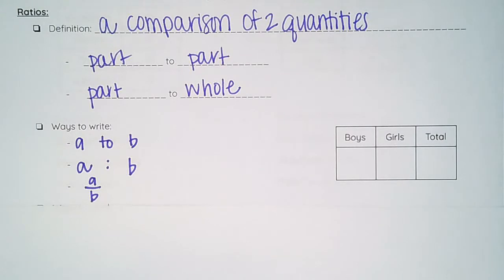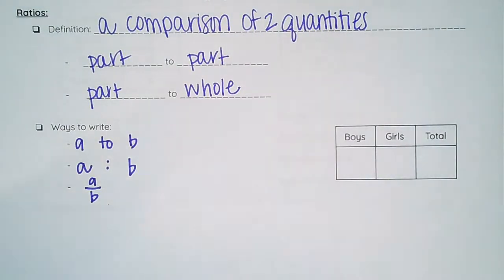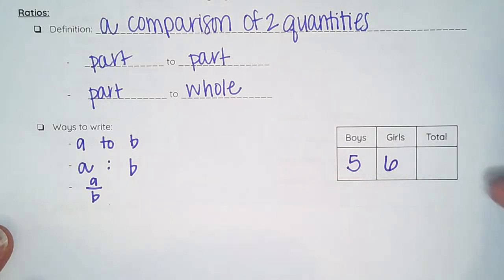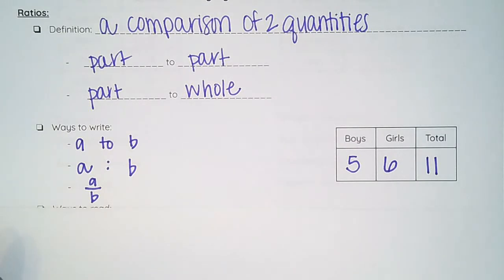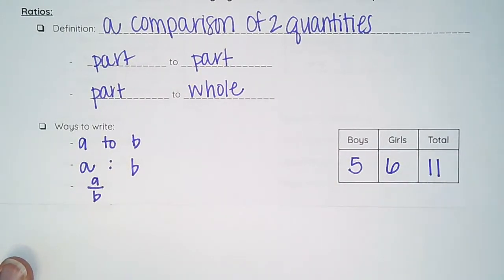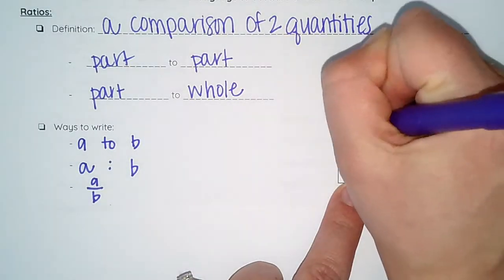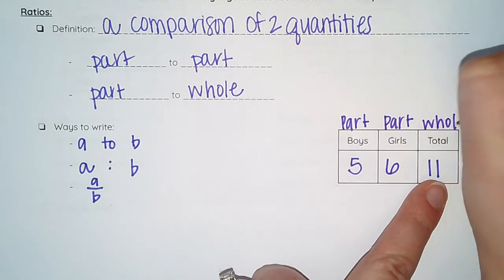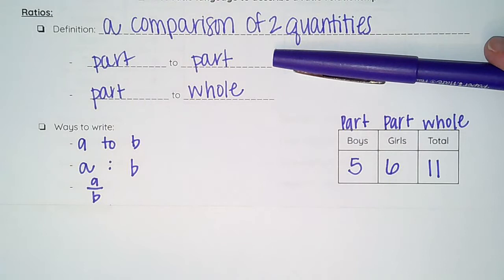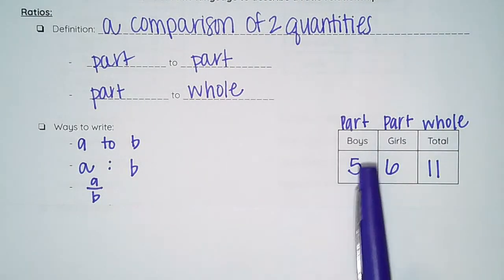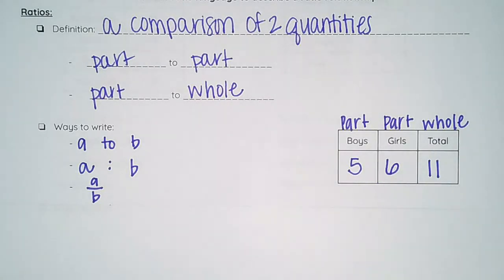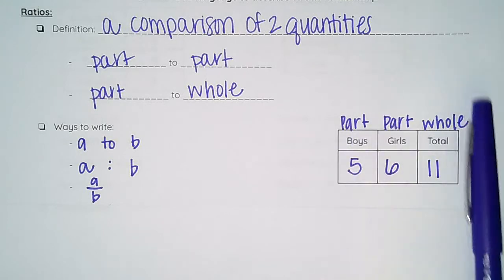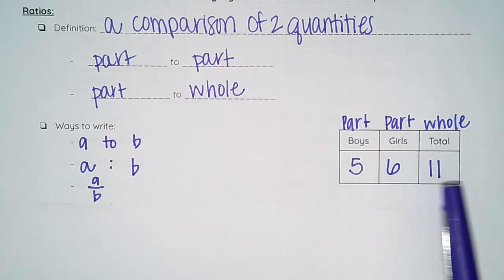So let's go ahead and do an example here. If we are looking at a class, let's say there are 5 boys in a class and 6 girls in a class, the total would be 5 plus 6 is 11. Okay, so this class of kids has 5 boys, 6 girls, 11 total students. So what this would look like is the boys is one part, the girls is another part, and then the total is your whole. So this is what I mean about part to part and part to whole ratios. If I wanted, I could compare the quantity of boys and girls. Or I could compare one of these parts to the whole. So I could say boys to the total, or girls to the total.